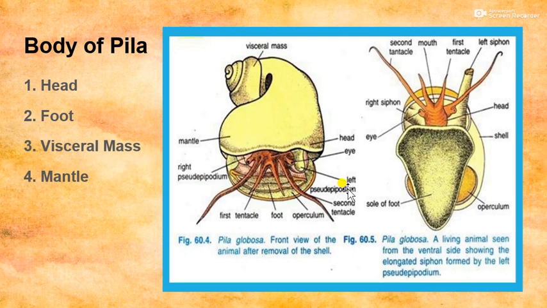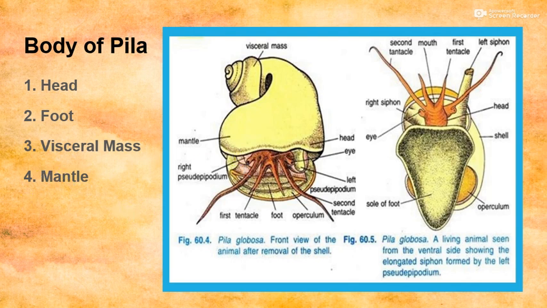The left pseudopodium forms a long tubular respiratory siphon for aerial respiration, and the respiratory current enters through it. The right pseudopodium, look at this, is less developed and not a regular tube. The respiratory current passes out through it. This is about the mantle.